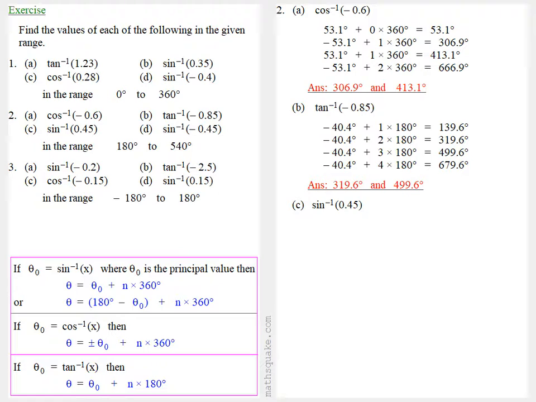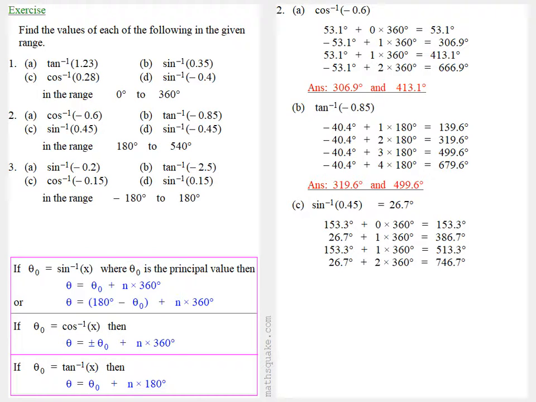In part C, we're asked to find the inverse sine of 0.45, and that gives us a principal value of 26.7 degrees. It also gives us an important value of 180 minus 26.7 degrees, which is 153.3 degrees. Now we can keep adding 360 to those two answers and get the table below, and we see the only two values that are in the range we want are 386.7 degrees and 513.3 degrees.